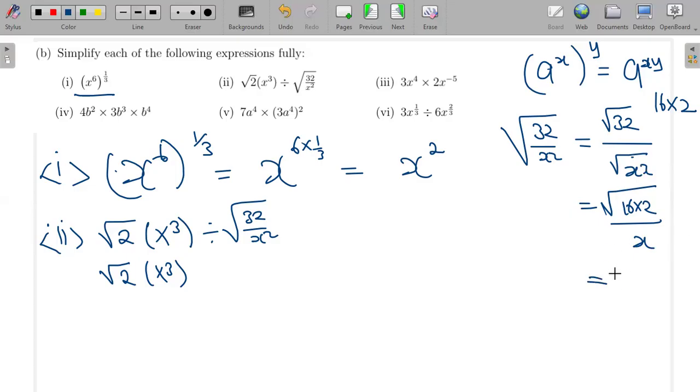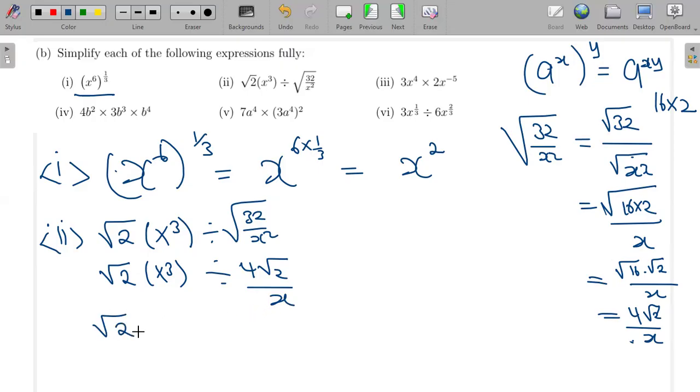On top there, I'm going to have the square root of 16 multiplied by the square root of 2, over x. The square root of 16 is 4, and then I have the square root of 2 over x. So this part here has become this. I'm just going to write 4 root of 2 over x.